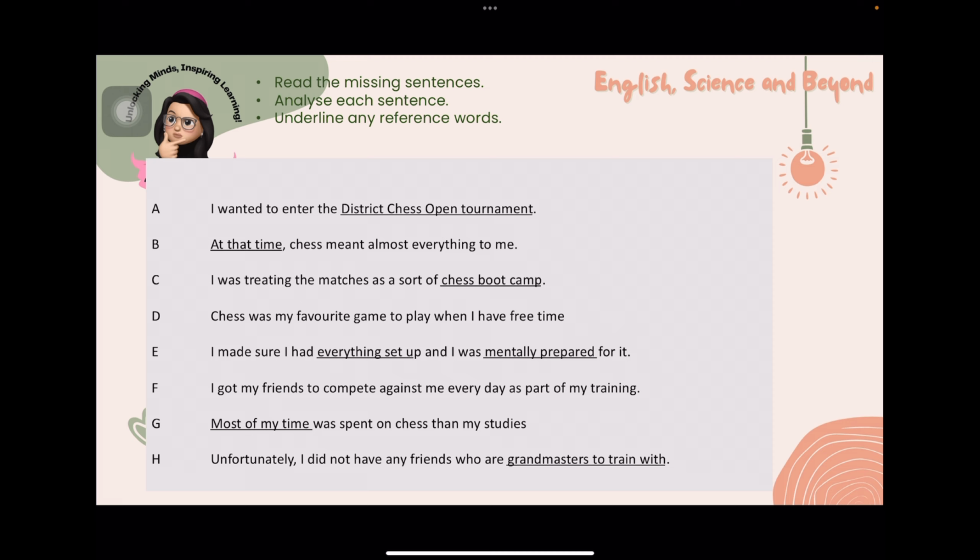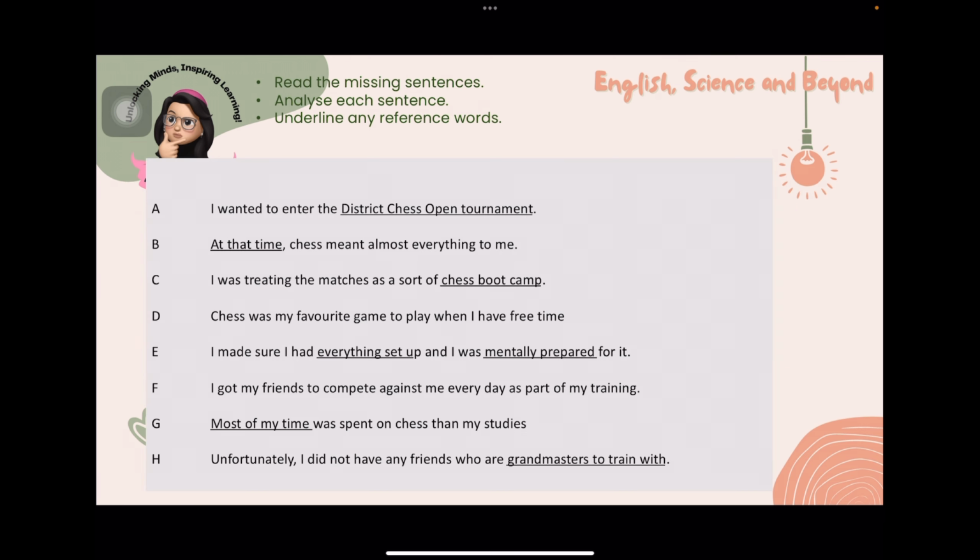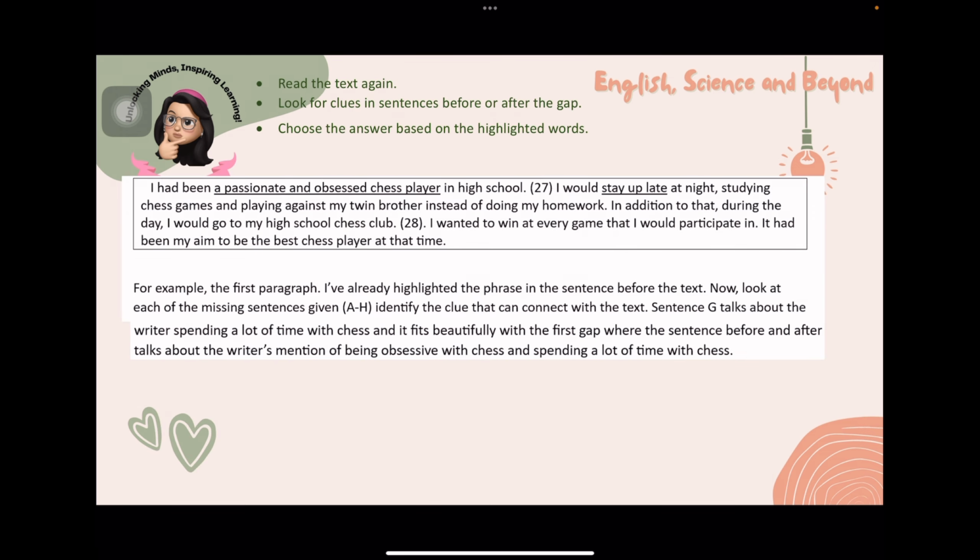Sometimes you might get stuck, and all you need to do is reread the options again, reread your paragraph again, and try to figure out what the clues would be. Look at this one. The author talks a lot about devoting himself to chess. Why? Because he or she would go to the high school chess club, and wanted to win at every game they participated in.